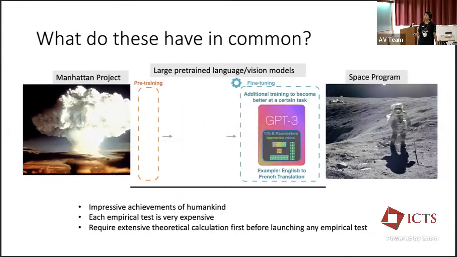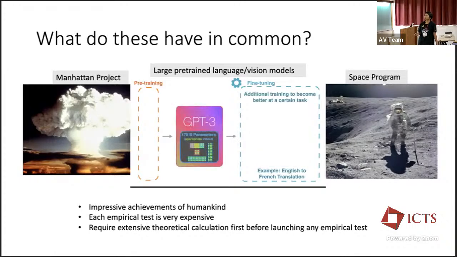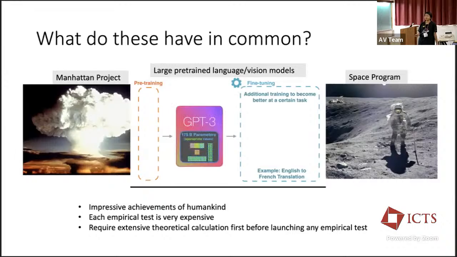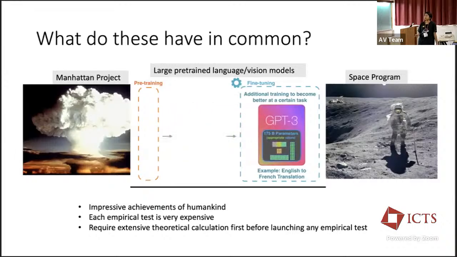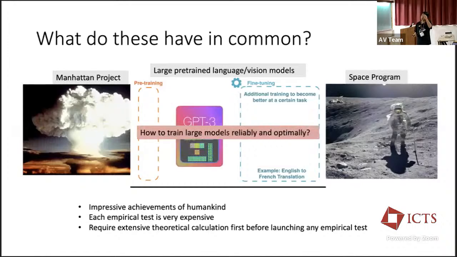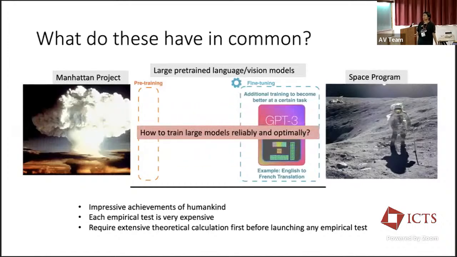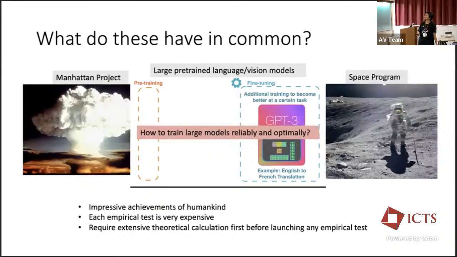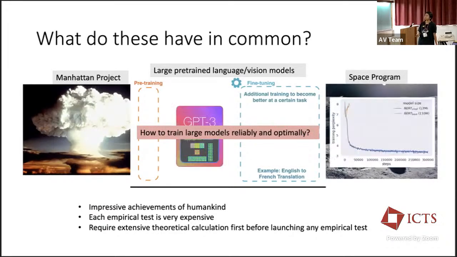But it's getting more and more expensive because people are training larger and larger models. So this is also an area where theoretical calculations are crucially needed, because you don't want to waste your empirical tests. You want to use them very efficiently. So this question of training large models reliably and optimally is a very critical question. I think it'd be pretty fair to debate whether this is indeed the space program of the 21st century.